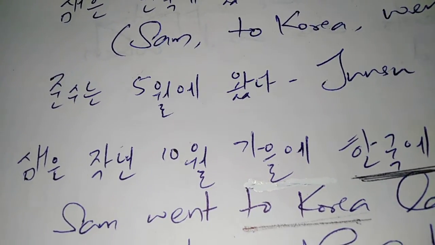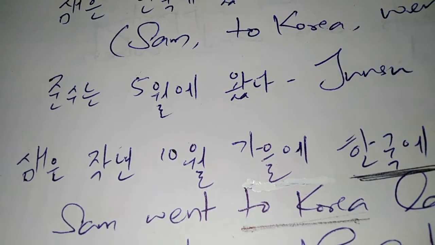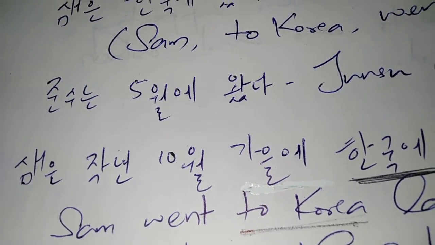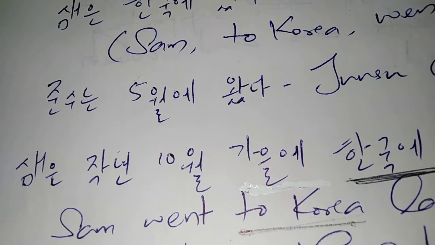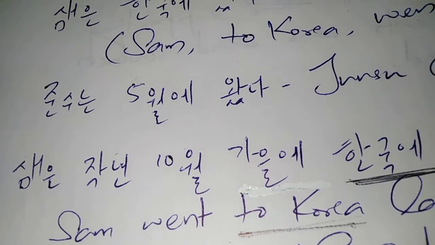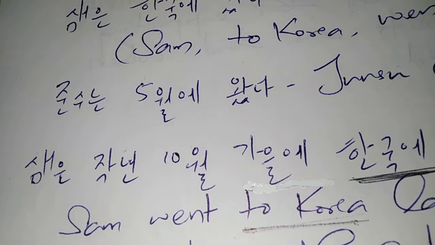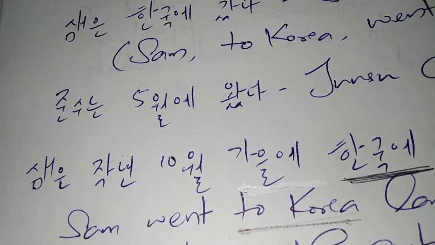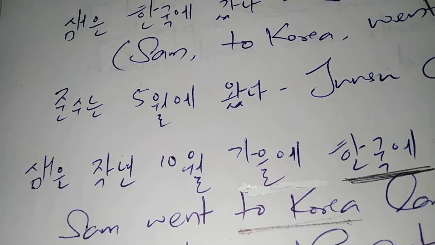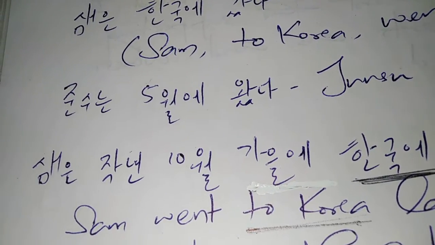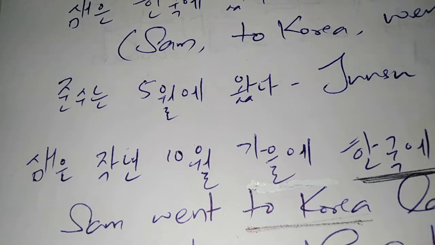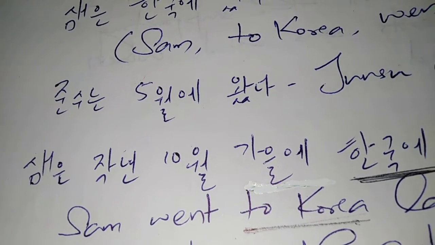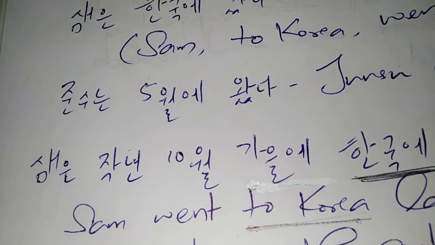한국 남산에. Namsan is a Seoul Tower in Korea. It is very famous. It is in the capital of Korea, that is Seoul, and it is a very famous tourist attraction. Not just among tourists, it's also famous among citizens, especially people going out for a date and all. So you could say, 샘은 작년 10월 가을에 한국 남산에 갔다. You could say that.